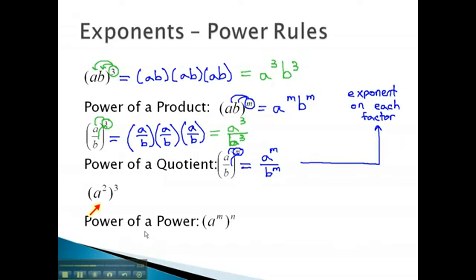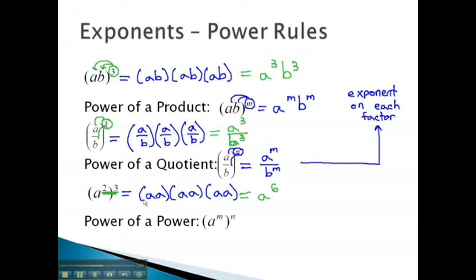The final power rule we will consider is when we have 2 exponents stacked on top of each other. (a squared) in the parentheses means we have a times a. The cubed means that product is there 3 times. Notice this gives us a total of a to the 6th, 6 a's multiplied together.